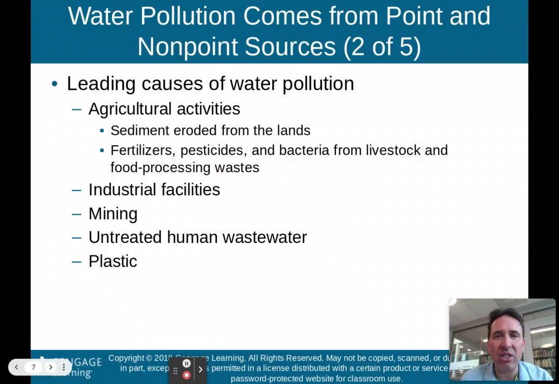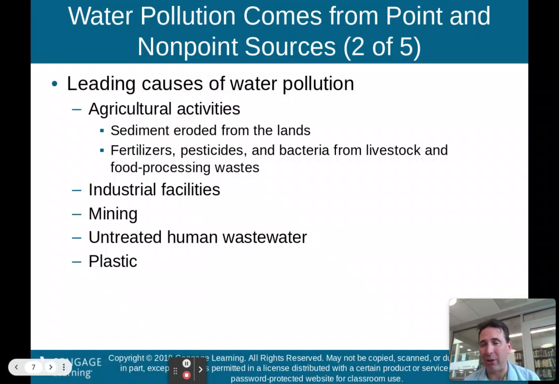What are the leading causes of water pollution? All right, main one is these agricultural activities. Sediment eroded from the land is a main source. And again, the fertilizers, pesticides, and bacteria from livestock and food processing waste lead to water pollution. What are other leading causes? Industrial facilities, basically plants, factories, mining, the untreated human wastewater that I spoke about previously, and plastics, all right? Plastics are actually becoming a form of water pollution.